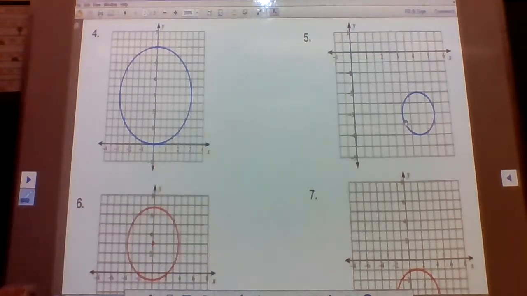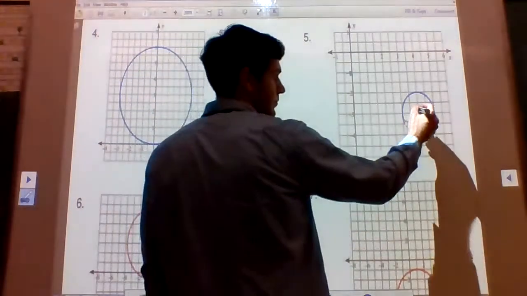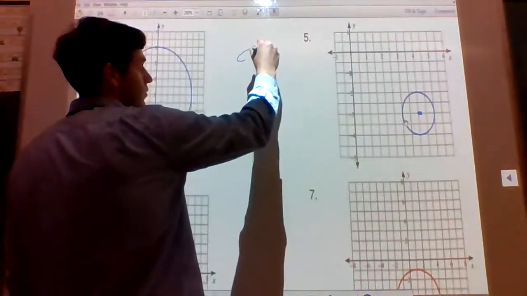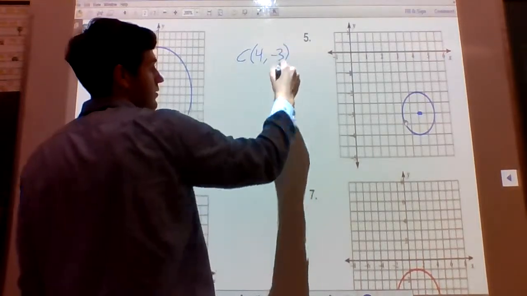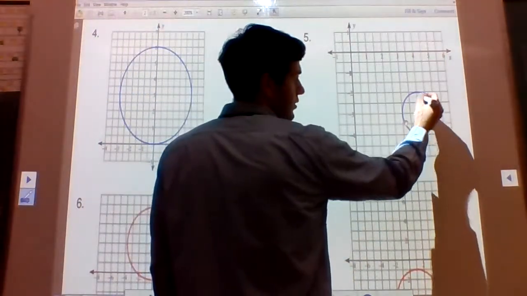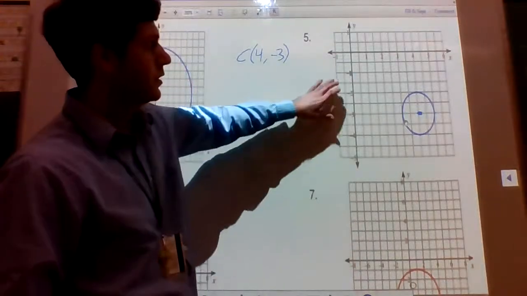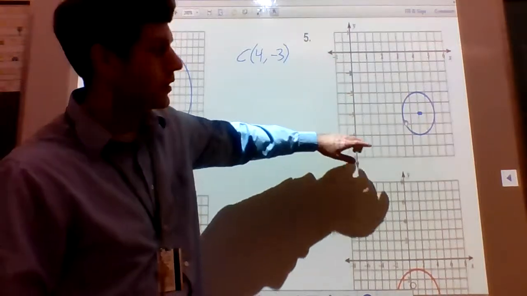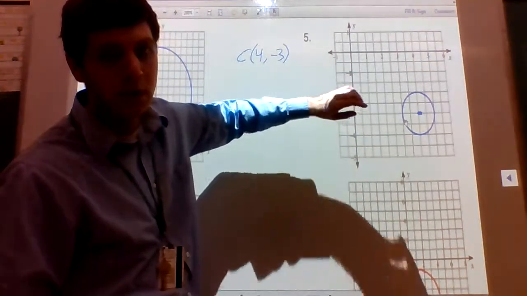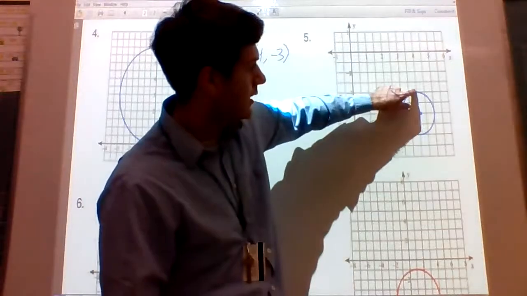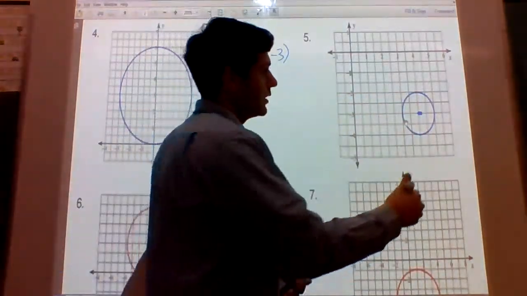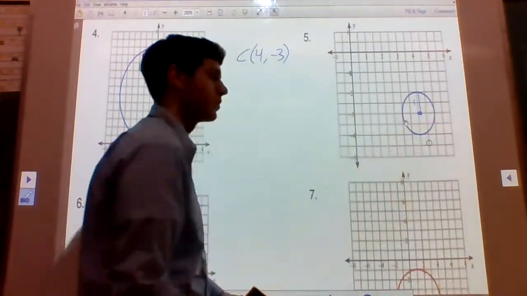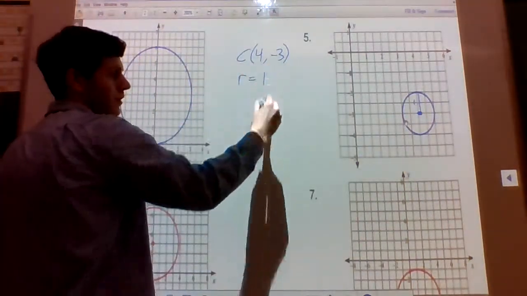Number 5. So the center of the circle is right here. That is 4, negative 3. So our center is 4, negative 3. Our radius is 1, 2 units. But if we look at the scale on the graph, negative 1, negative 2, negative 3, negative 4, each 2 lines is 1 unit. So each line is half a unit. So we have 2 lines up. So the radius is just going to be 1 unit up, 1 unit down, 1 unit to the right, 1 unit to the left. So our radius is simply 1.